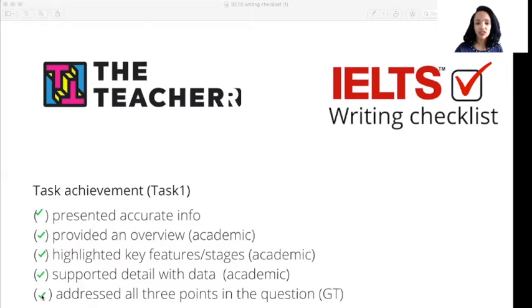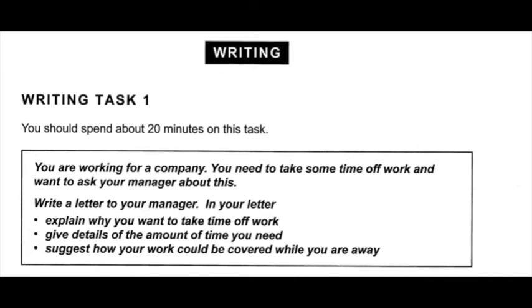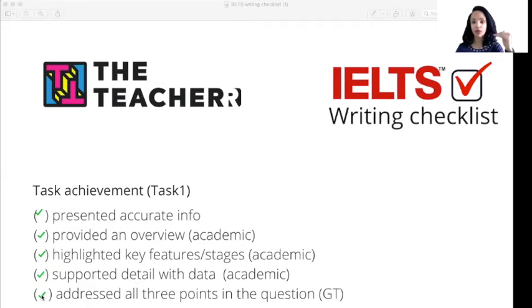And for the general training test, for task one, you need to address all points in the question. So that means you need to talk about all 3 bullet points that you're going to be presented with in your test. If you don't talk about one of them, your grade will suffer. If you add another bullet point because you think it's easier to talk about that, you are also going to be penalized. So you need to talk about exactly what you were asked. Be very careful about it. So that's task achievement.